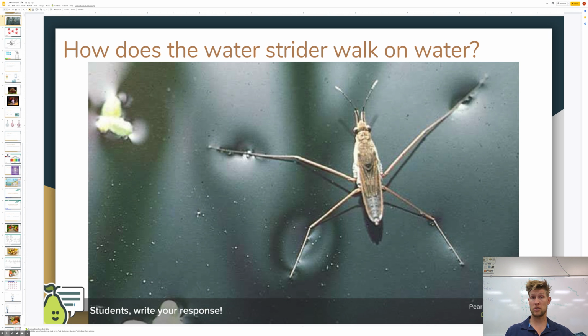And some of them said it's the surface tension, which is true. So there's a surface tension in water. You put water on a table and it starts to bubble up. It's because the water molecules aren't just sticking to the table, they're also sticking to the other water molecules. And so as the water molecules stick to each other and the weight from the water strider is spread out, it can walk on the water because of the surface tension.